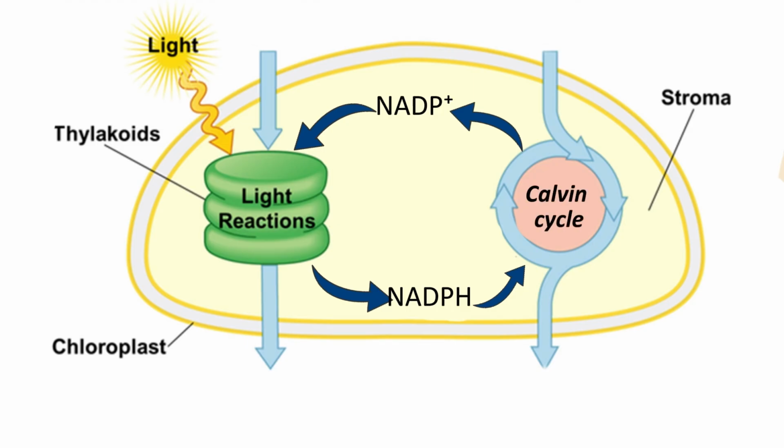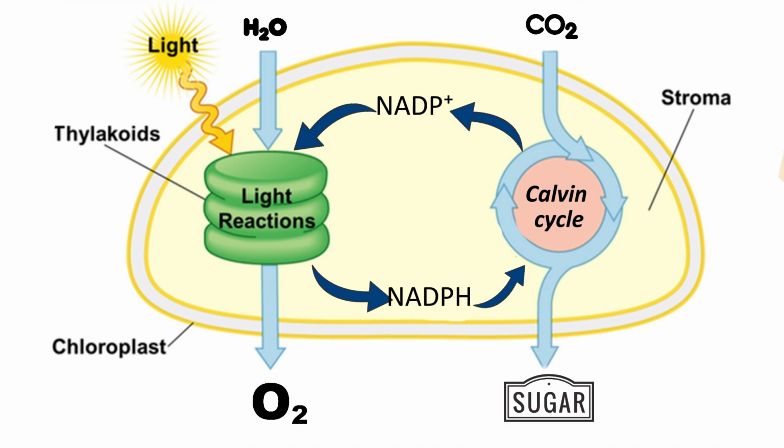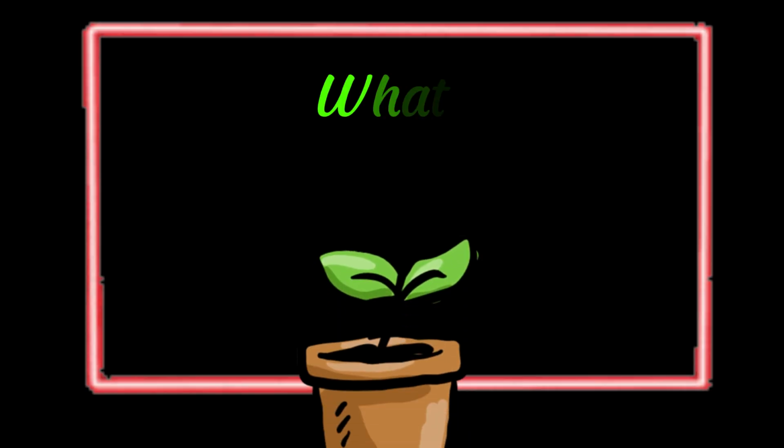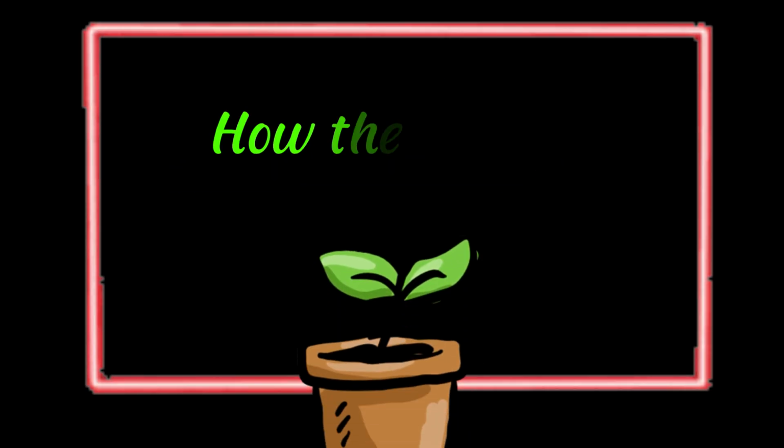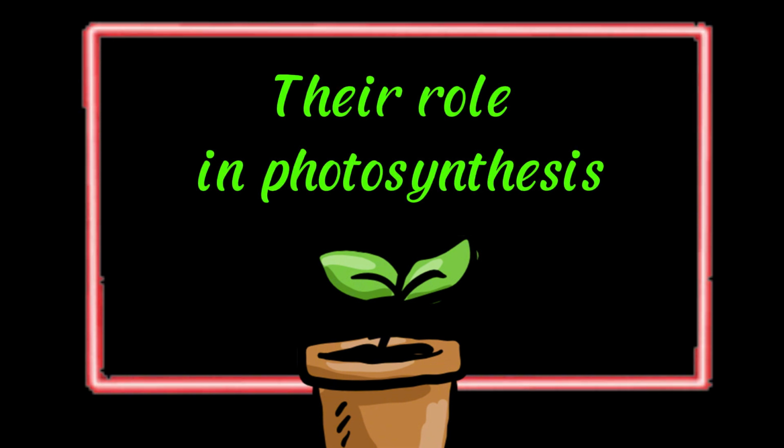By the end of this video, you'll understand how plants take the energy from sunlight and transform it into sugars powering life on Earth. We'll explore what dark reactions are, how they work, and their role in photosynthesis. So grab a comfy seat and let's get started.